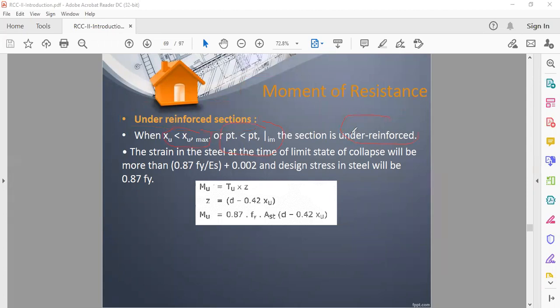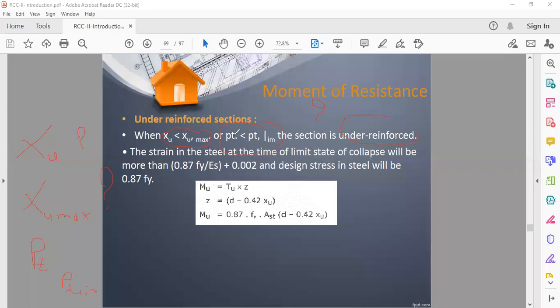So these are basically the two conditions. First of all we have to calculate XU and then XU max, and compare which has more value. Similarly, in the other approach, calculate PT or PT limiting, and see which one has the lower value. Based on that, we can say whether this is an under reinforced section or not.